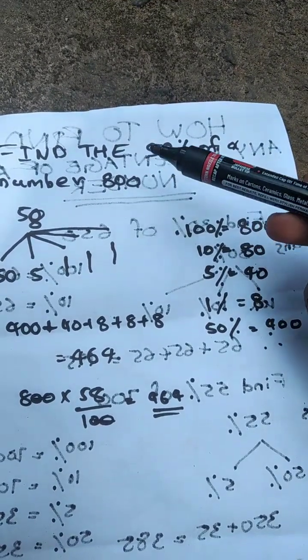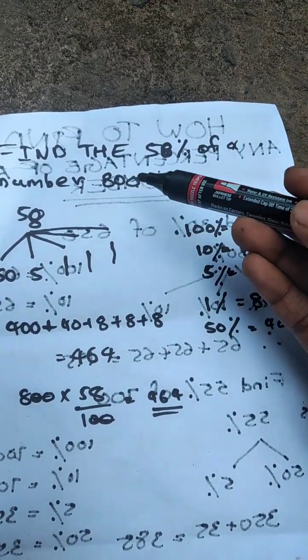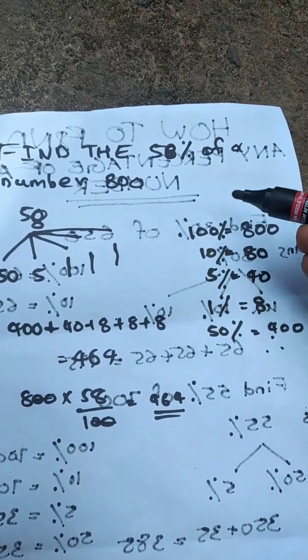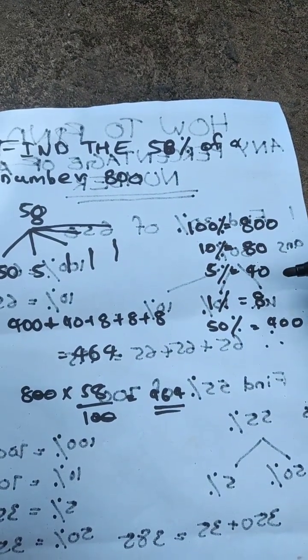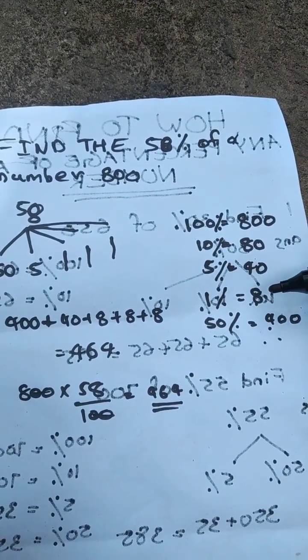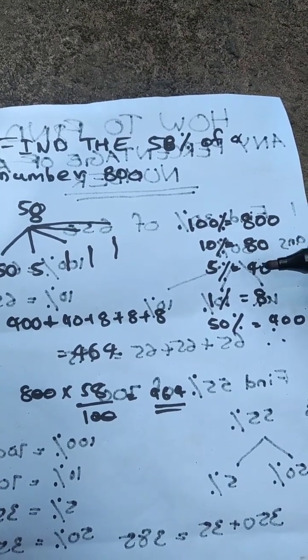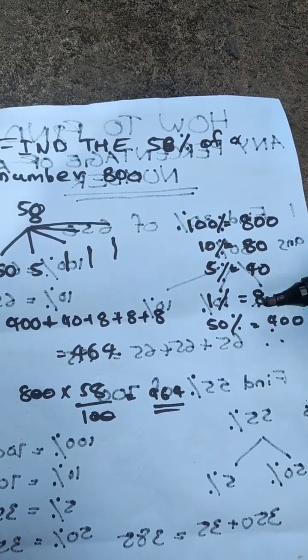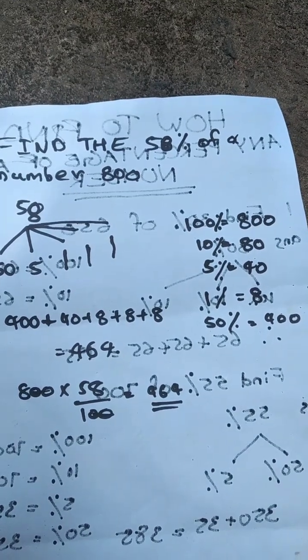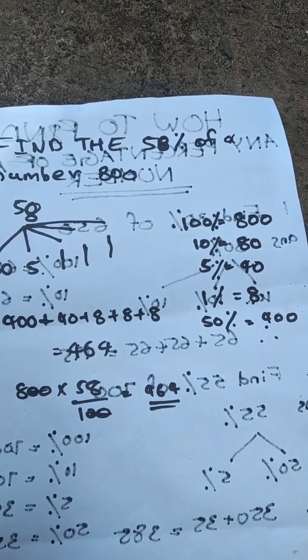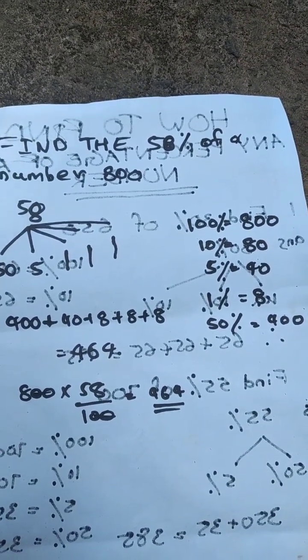Or just go to the left and put one decimal place over there. So 1% would be 8. 100% would be 800, 10% would be 80, and 1% would be 8. So 50% of a number would be 400, half of the same number. So 800's half would be 400.